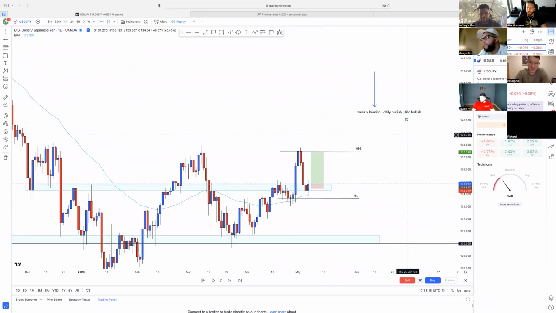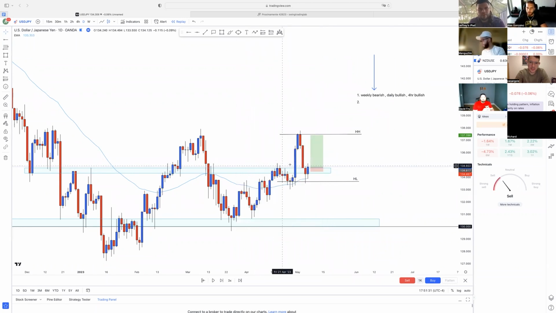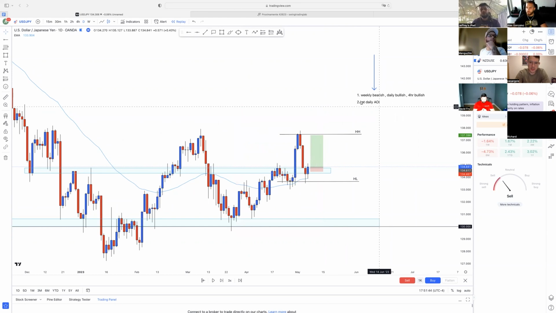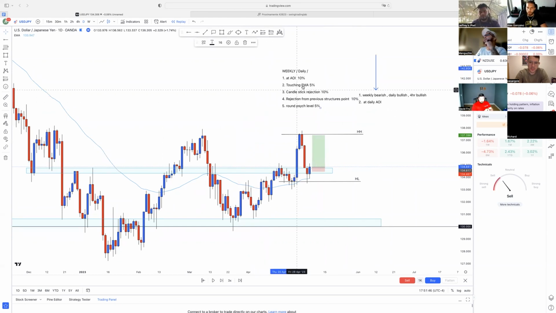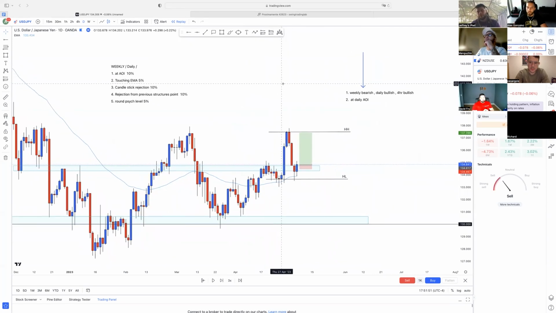Perfect. So we understand here, this is confluence 1. And then we move on to confluence 2. For confluence 2, we have the area of interest. Are we at an area of interest? Clearly. So we are at our daily area of interest. Now this is where the rest of the strategy and the confluences come in. If you guys understand everything to this point, type 1. If you don't, type 2.